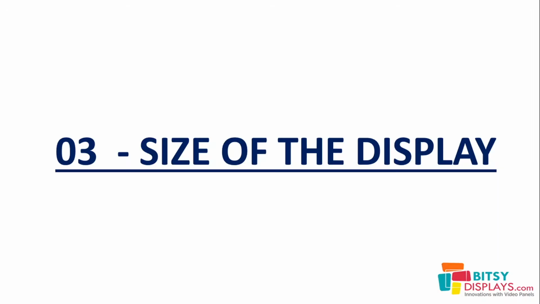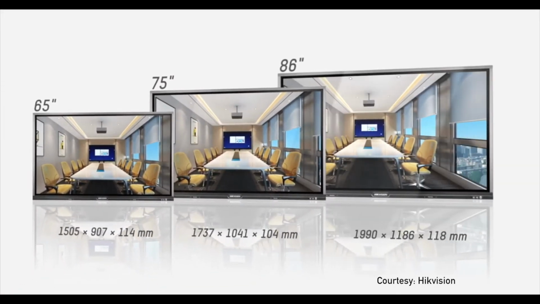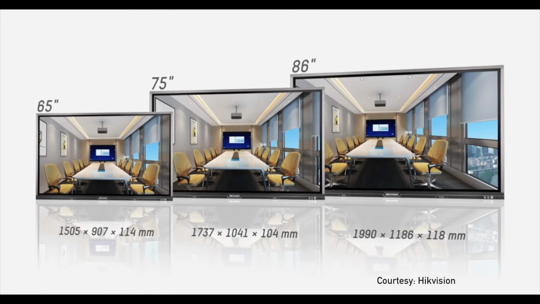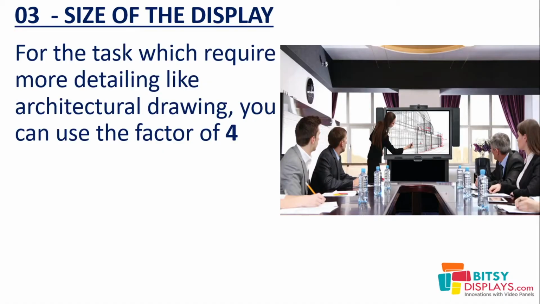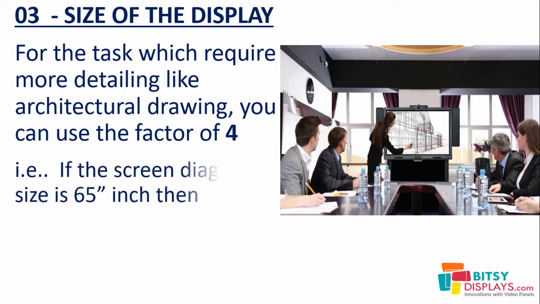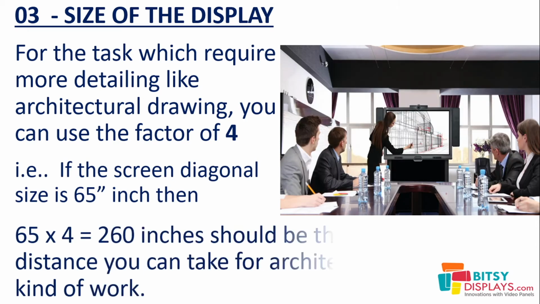Third, size of the display. The screen size largely depends on the farthest distance from where the screen will be viewed. Let me explain this to you with some examples. For tasks which require more detailing, like architectural kind of work, use the factor of 4. That is, if the screen diagonal size is 65 inches, then 65 multiplied by 4 is equal to 260 inches, which should be the farthest distance you can take for architectural kind of work.